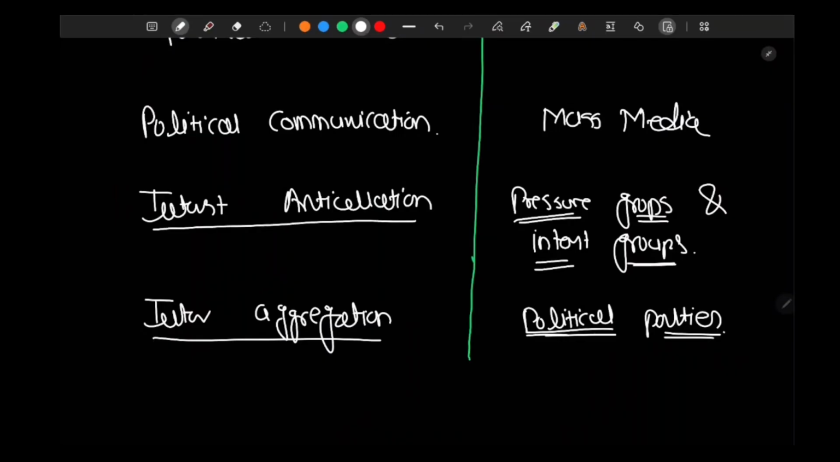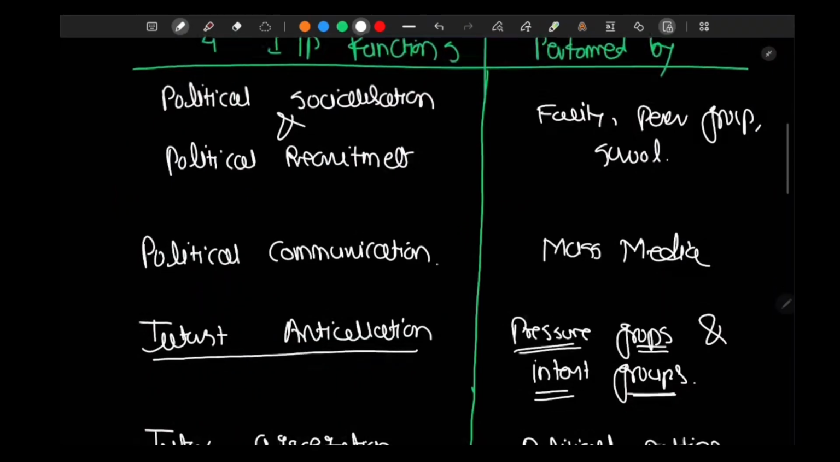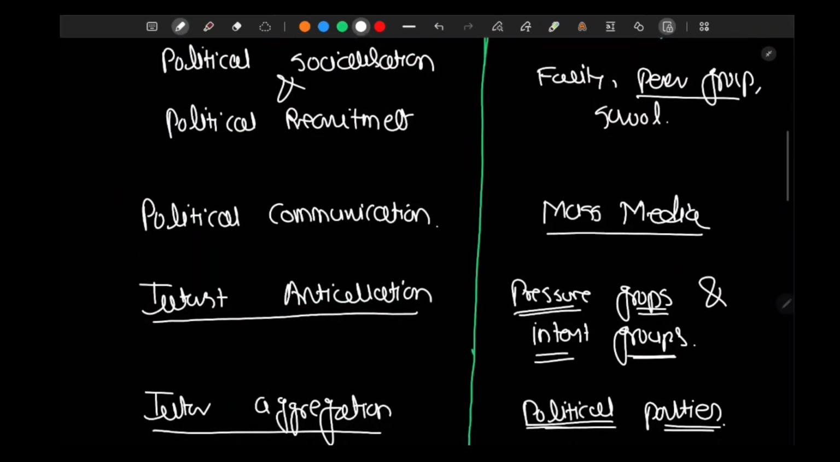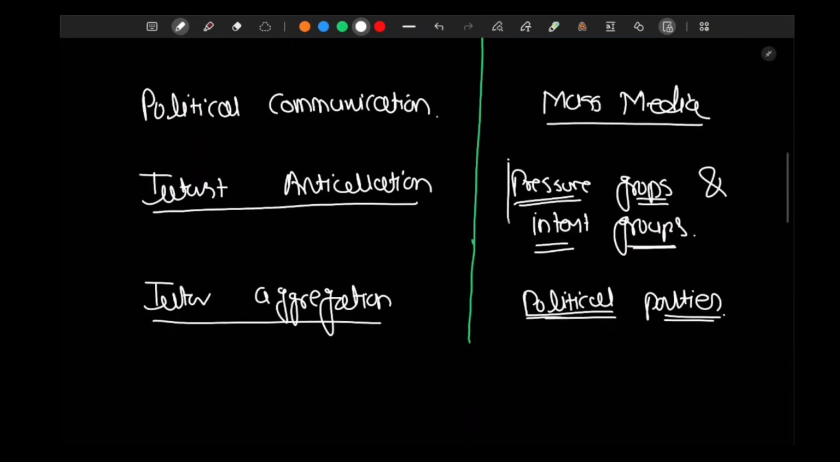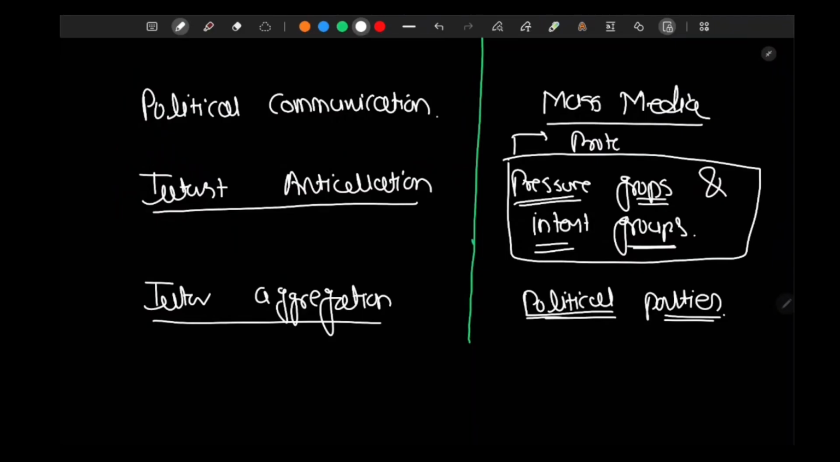There is a situation of interest articulation as well. And what peer group or mass media do, they do communication and socialization. You can also participate in them. What pressure groups or interest groups do, other than giving a platform of participation, is that they do protests, they do lobbying, right? They do social movements, right?